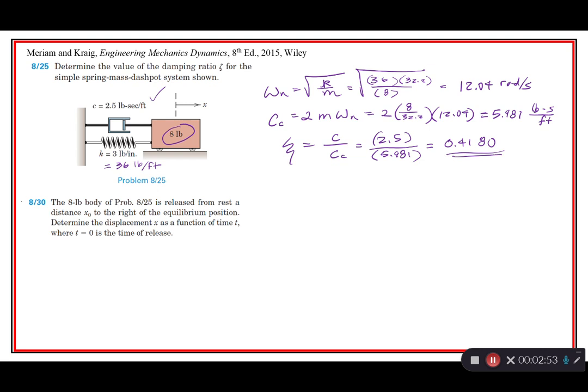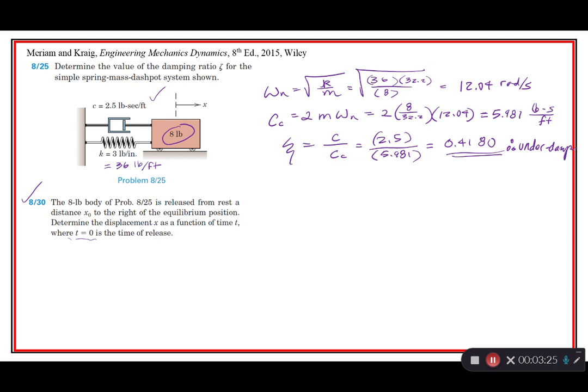So let's move on to this one. It says the 8-pound body is released from rest at a distance x naught to the right of the equilibrium position. Determine the displacement x as a function of time. T equals 0 is the time of release. So basically we're going to find an equation. This is an underdamped equation, so that's the form we will use.